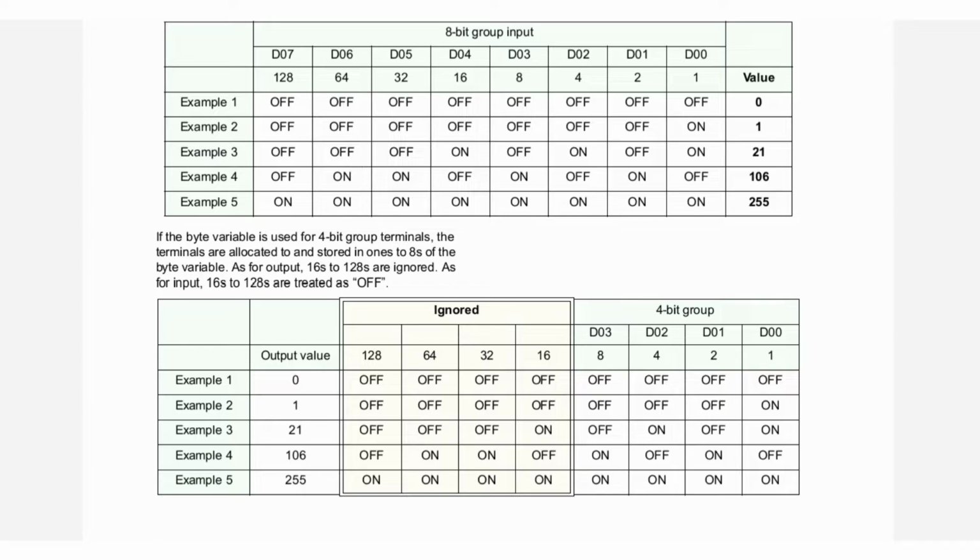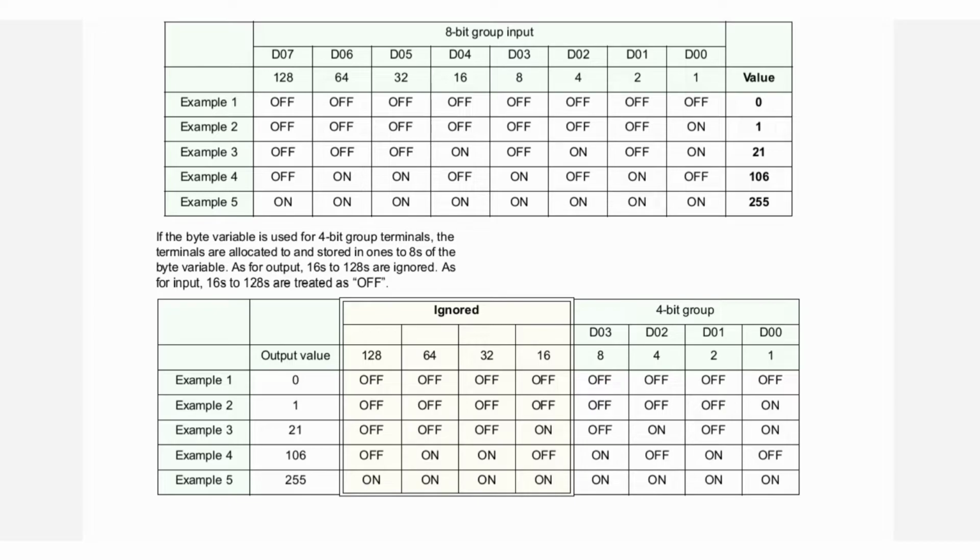Bytes are 128, 64, 32, 16, 8, 4, 2, 1. Values: 0, 1, 21, 106, 255. Example 1: all states are off and the value is 0.